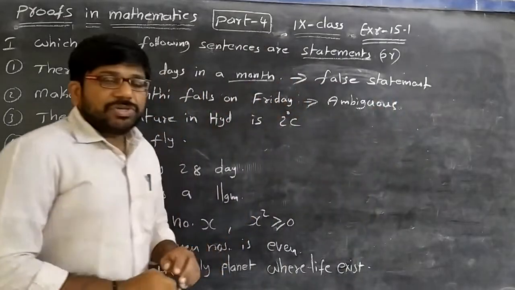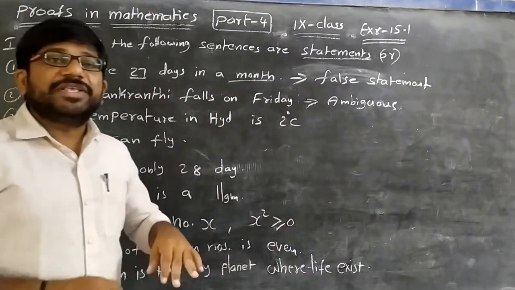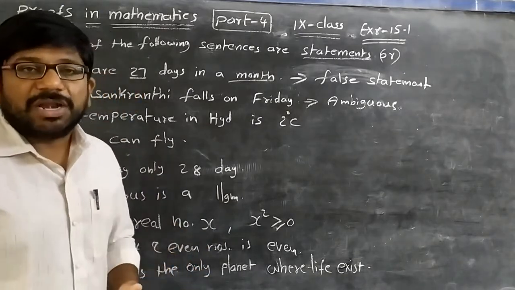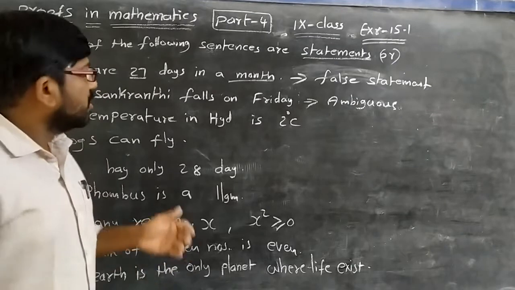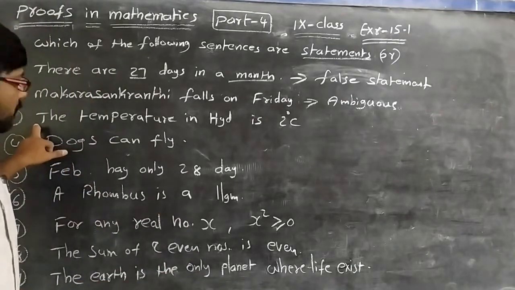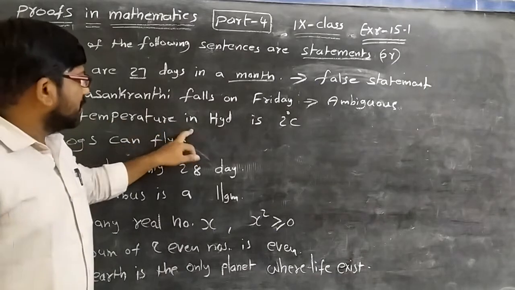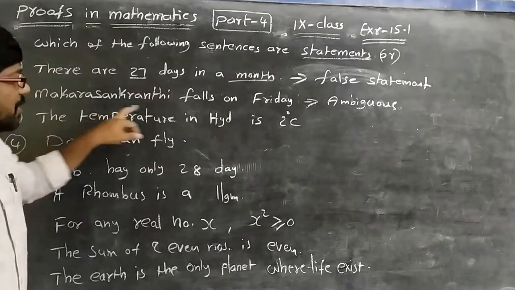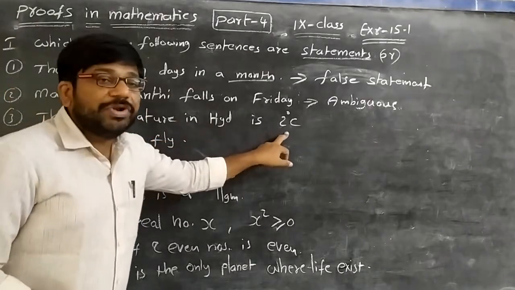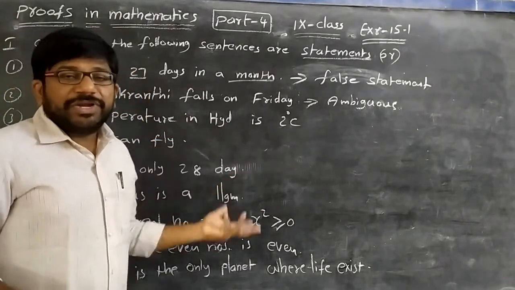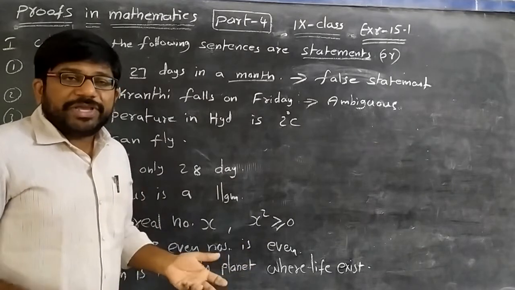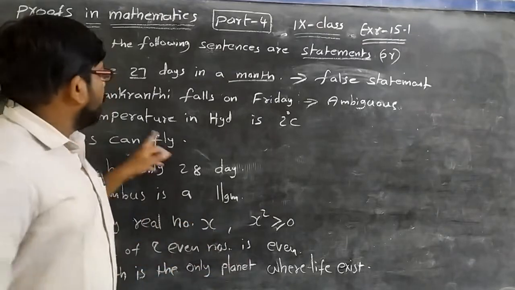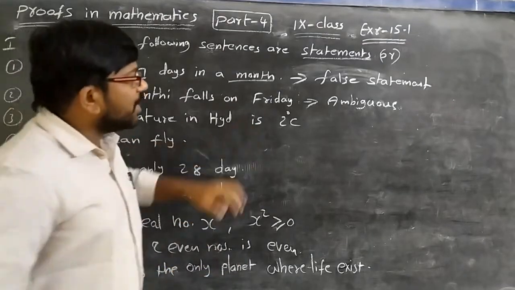So the sentences for which we cannot decide whether they are true or false, such types of sentences are called ambiguous. Next, the third one. The temperature in Hyderabad is 2 degrees Celsius. We can't decide, because in a particular season we can't say whether it will be 2 degrees Celsius or not. It is also ambiguous.